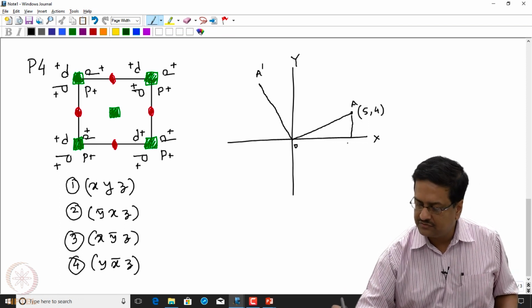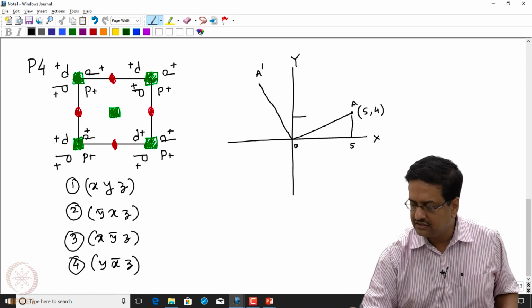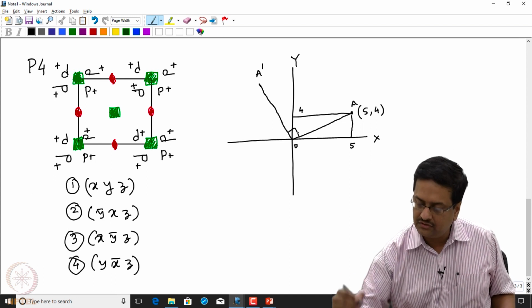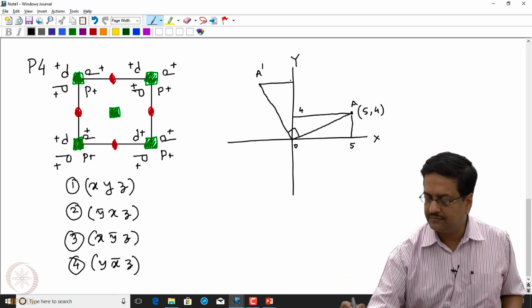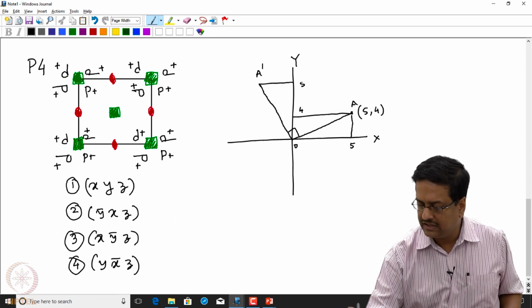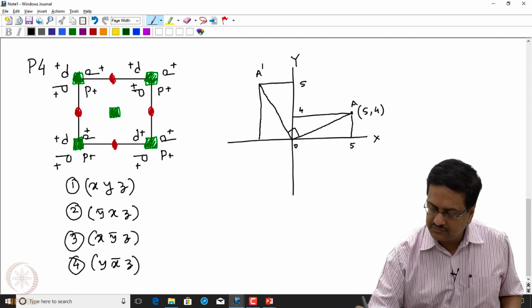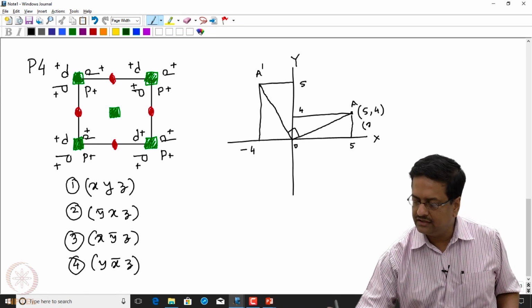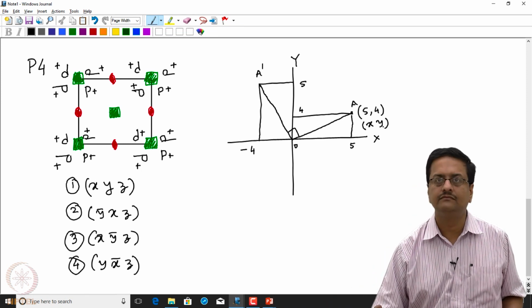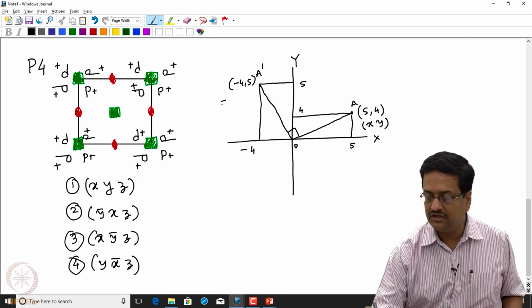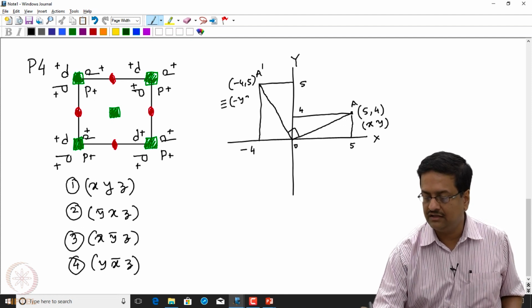So this intercept was 5, this intercept was 4. Now on doing a 90-degree rotation, this intercept is 5 and the intercept here is minus 4. So if we had written it as x y, then the coordinate for that, which is now minus 4, 5, can be written as minus y x.